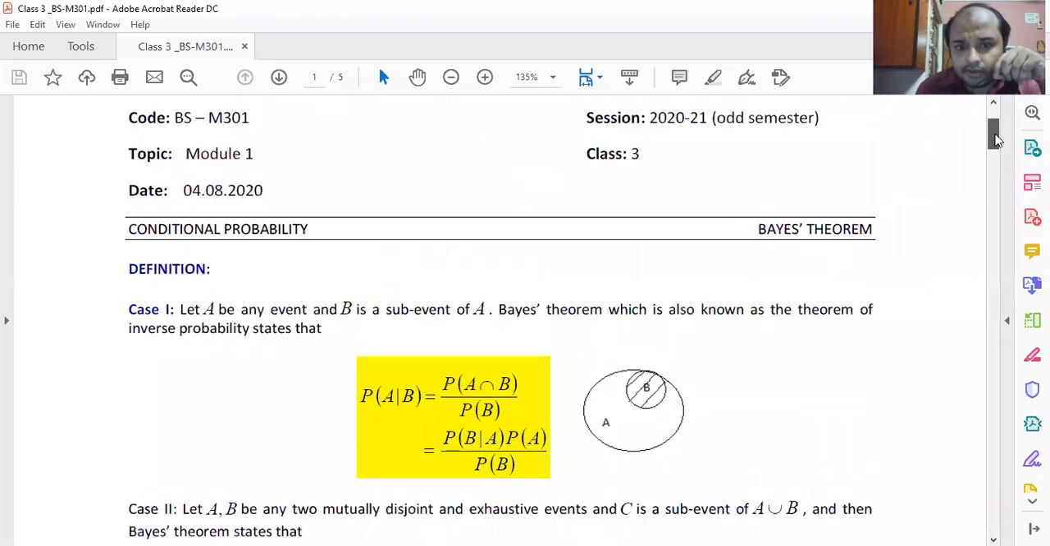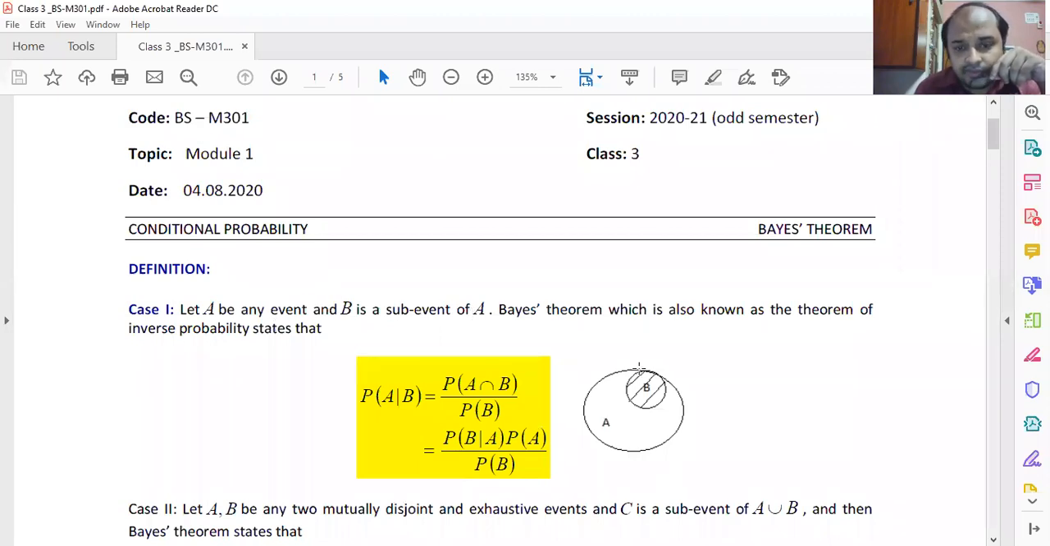Here you can see I have considered a circle. This circle is denoted by A, and this A is nothing but an event. Now, I have considered only one event, and it has a subset, or you can call it a sub-event, and that is capital B, which is the shaded circle lying inside capital A. Now this is my case.